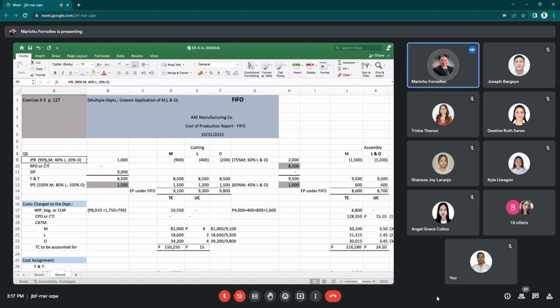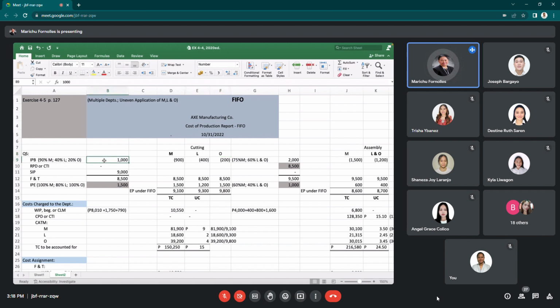Since the percentage applied to materials is not the same percentage applied to labor and not the same percentage applied to overhead, then we shall provide one column for the calculation of EP for materials, separate from the calculation of EP for labor, and separate column for the calculation of EP for overhead.